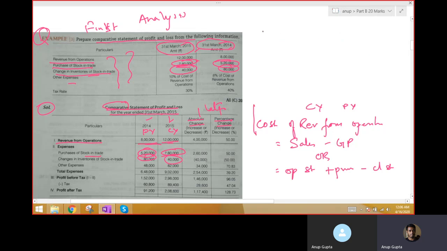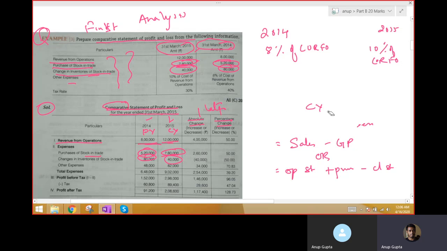So for 2014, it is 8% of cost of revenue from operation. Okay, and for 2015, it is 10% of cost of revenue from operation. Okay, so let us compute.